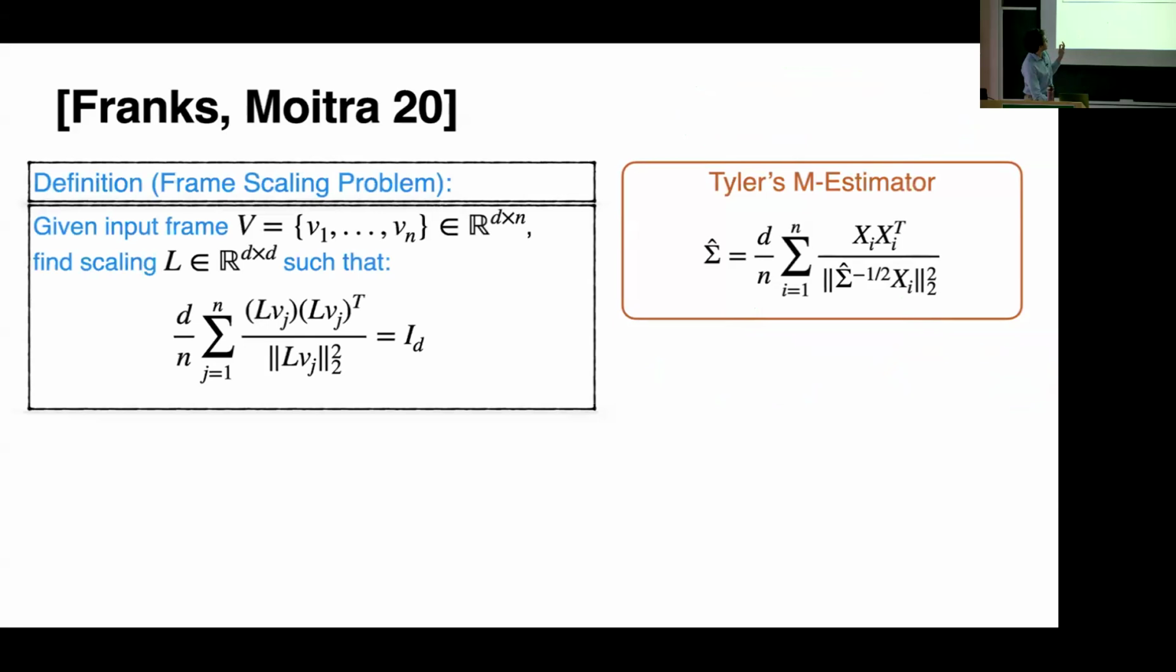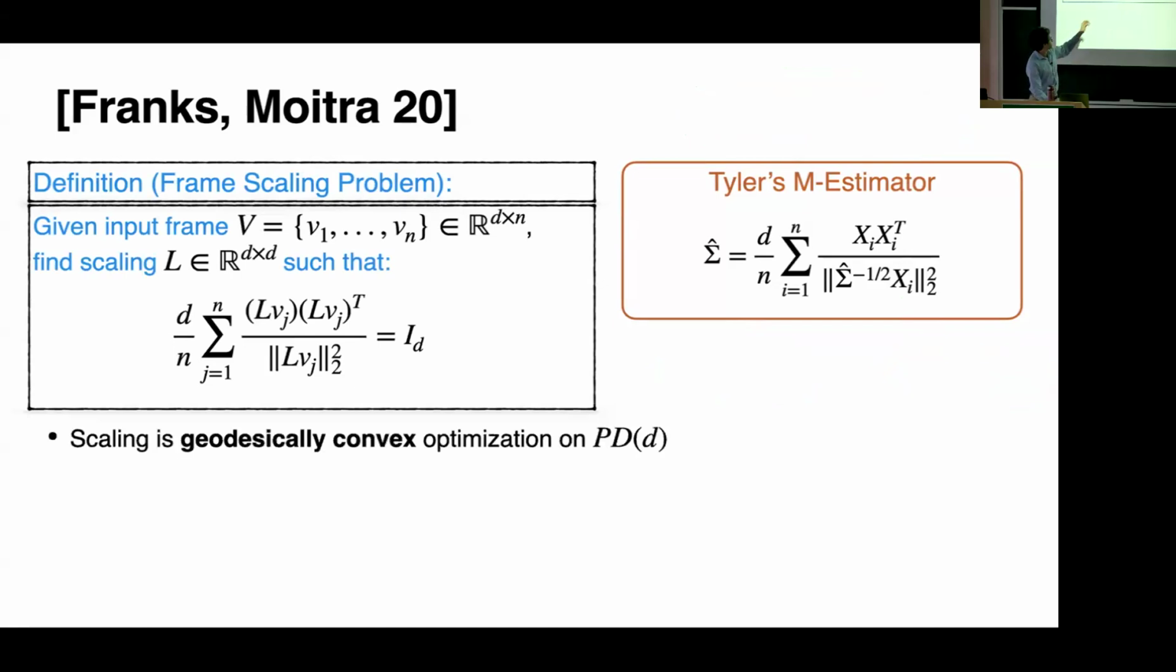And so now the key here was, this is the approach of Franks and Moitra, you connect to this problem called frame scaling in theoretical computer science. Maybe I'll speed up a little, but I just want you to notice the similarity in formulas. The idea is, if you connect to this problem, you can use analysis from scaling to analyze Tyler's M-Estimator. So Tyler's M-Estimator is the solution to a particular scaling problem.